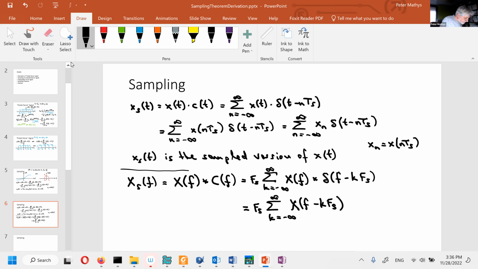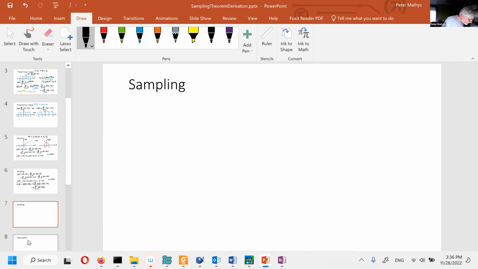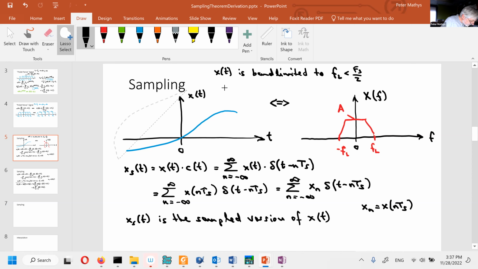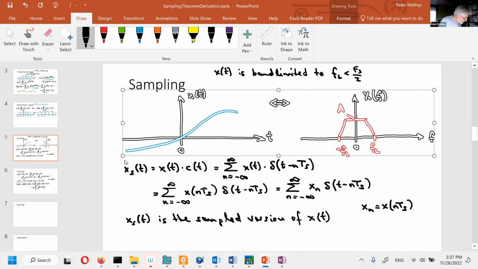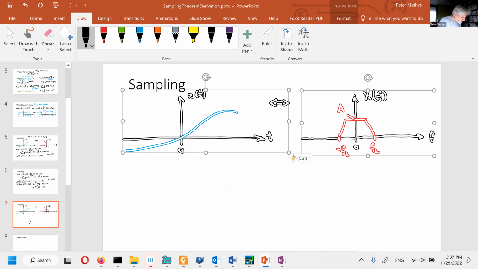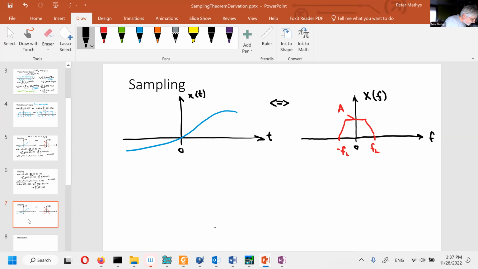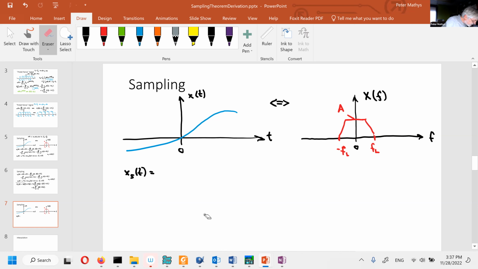All right, so let's take a look at what this means graphically. So we go back to our two functions. In fact, we can copy those over. So we will take those two functions and modify them slightly. So we had x sub s of t equal to the sum, and actually let's write that differently. It's better to do it in the form of x of t times c of t, so that you can see what we are doing.